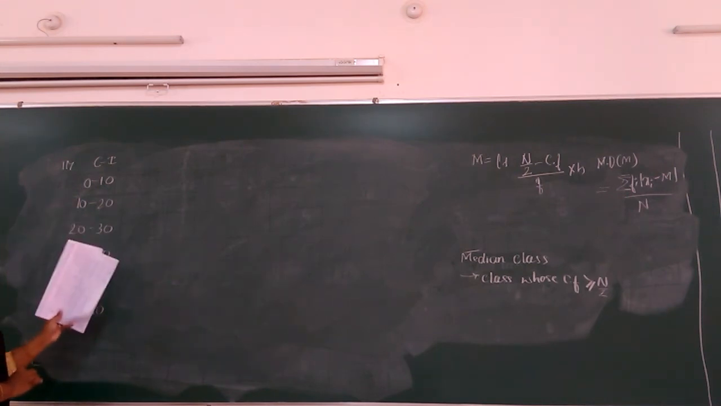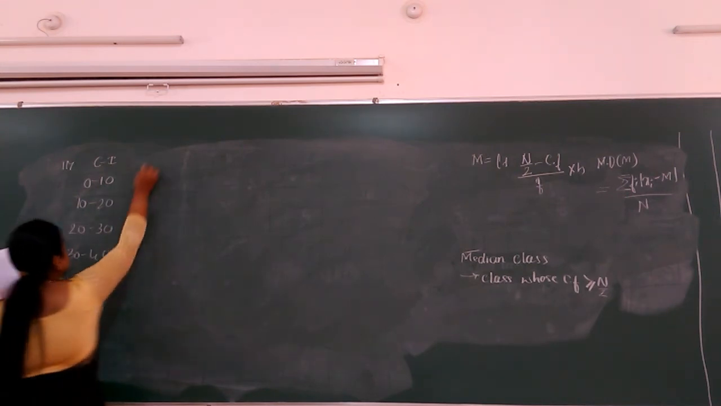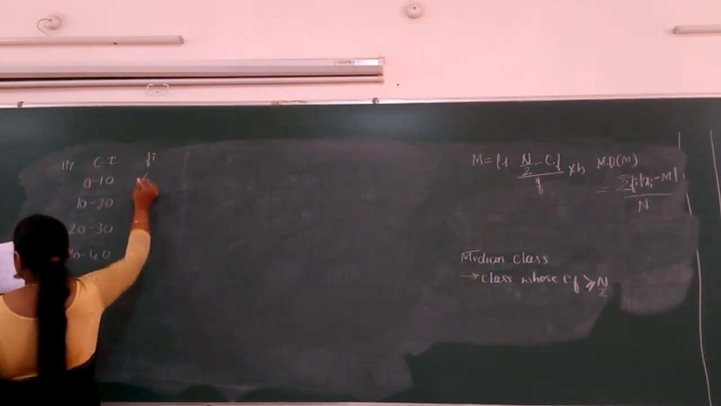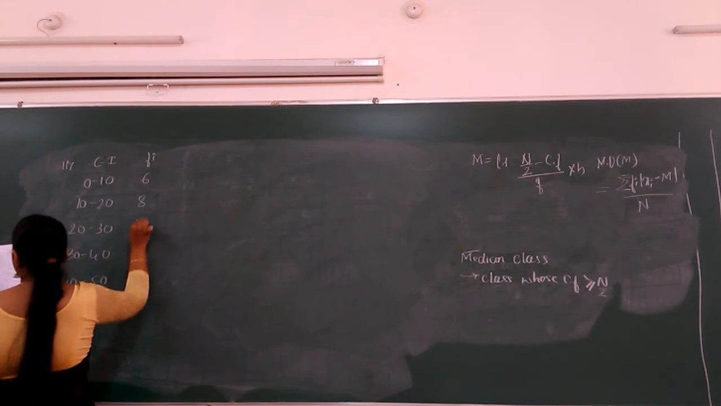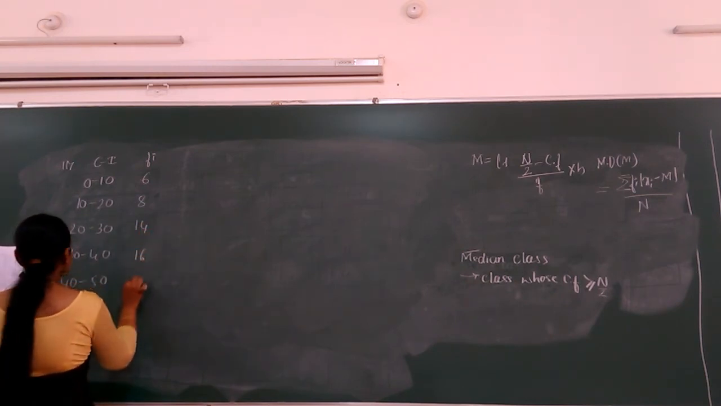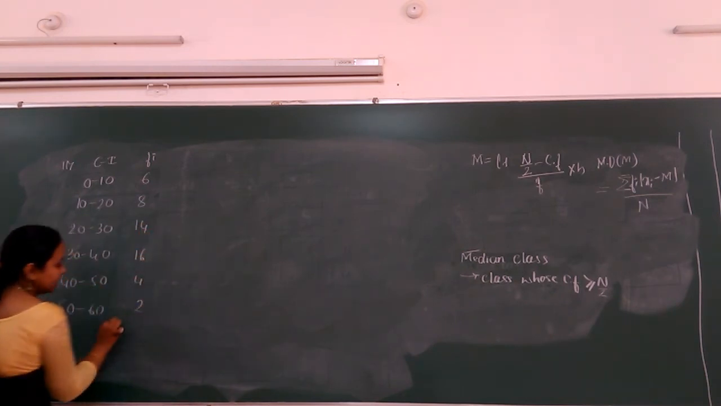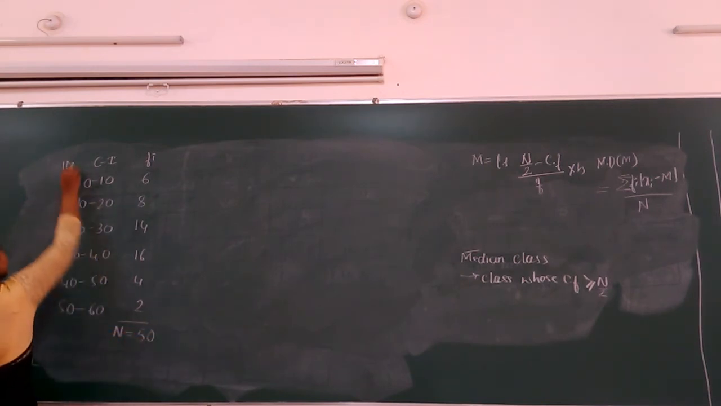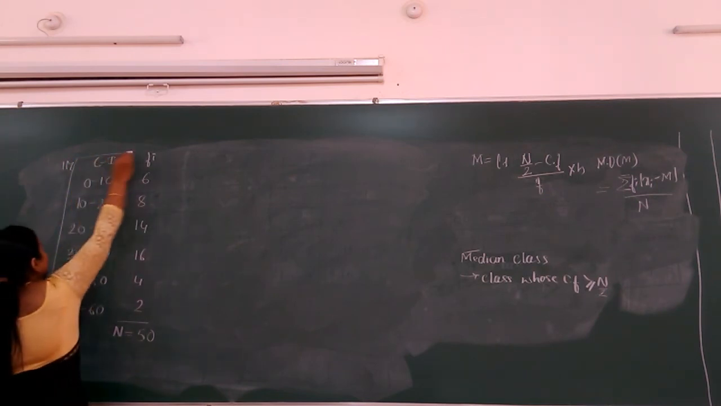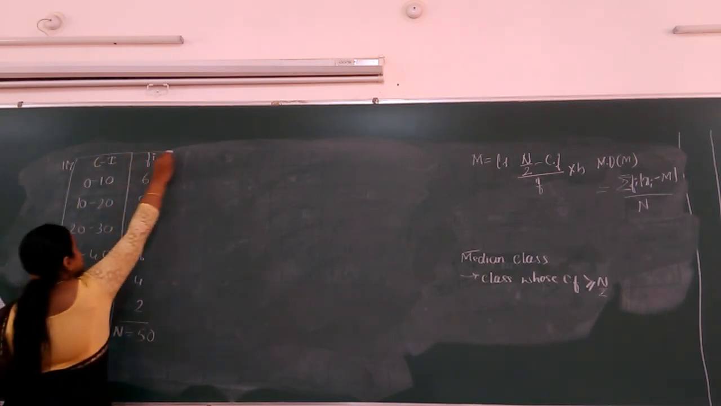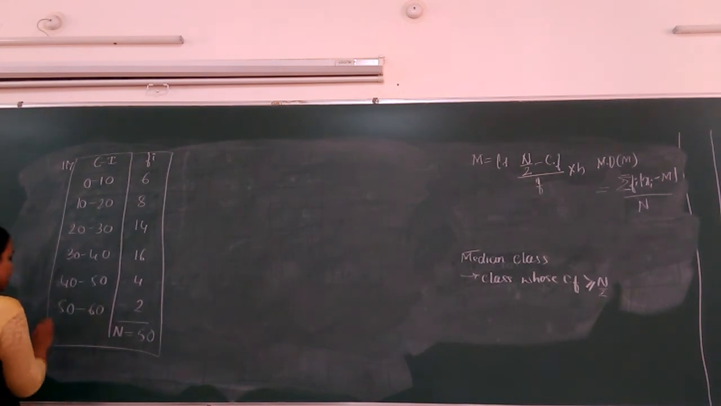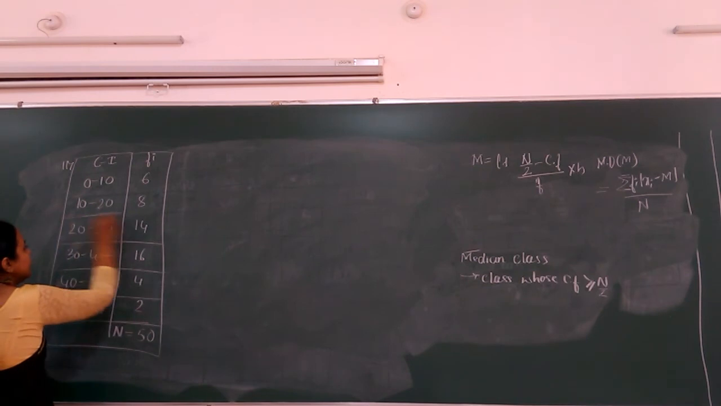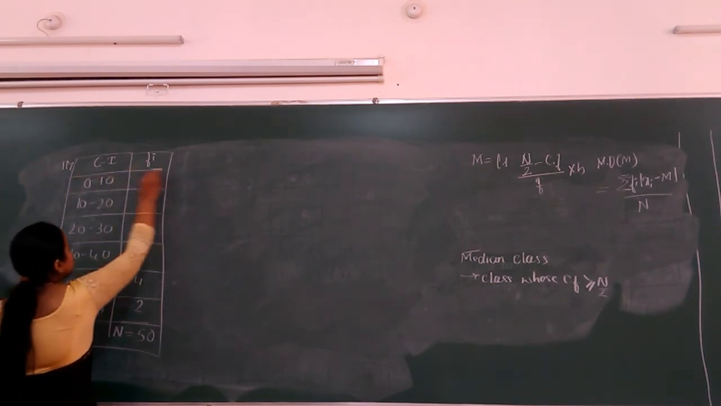In that range, how many girls have got 0 to 10? They are saying 6. Next, 8, 14, 16, 4, 2. And the total frequency N is equal to 50. That is, they have considered a class of 50 girls. So this is the data of the marks which the girls have scored in an exam.